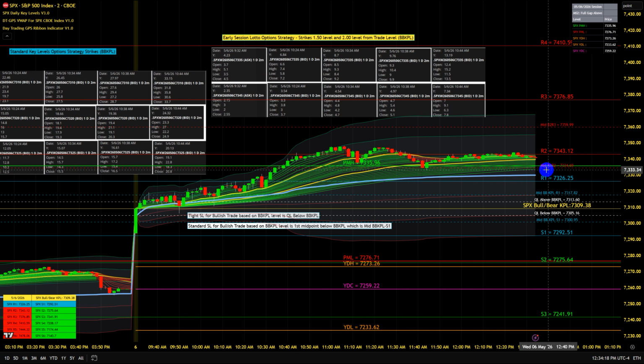The lotto option strategy is looking to the targets for the regular trade. So the 1.5 level move and the 2 level move. So it's looking at the strikes closest to, in this case, the mid R1, R2 and the R2 level. So the mid R1, R2 level is 73.3469. So in this case, that is going to be the 73.35 strike. The R2 level is 73.4312, so that's going to be the 73.45 strike.